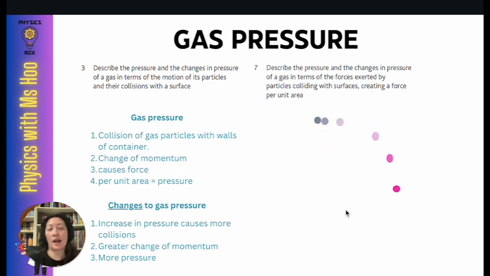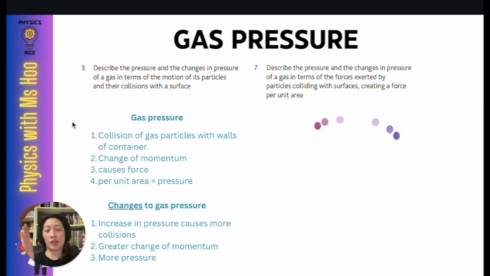So when you are asked to explain how gas particles exert a pressure, make sure you talk about the collision of the gas particles with the walls of the container. A common mistake that a lot of students make is that they talk about the collision between gas particles with each other. Now, gas particles do collide with each other, but pressure is exerted on the container. So that's why you need to talk about the collision of the gas particles with the walls of the container. Don't bother mentioning the collisions between the gas particles themselves. Talk about the collision between the gas particles with the walls of the container.